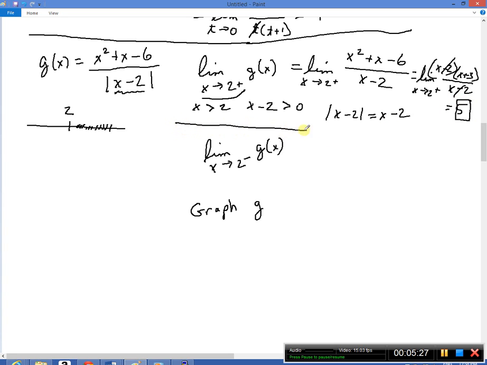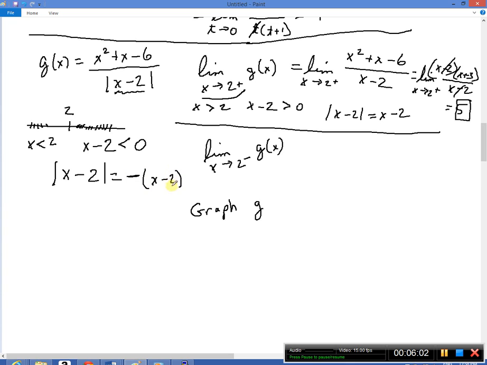Okay. What happens when x approaches 2 from the negative? Well, then x is less than 2 in this case. So what can you say about x minus 2 if x is less than 2? If x is less than 2 and you subtract 2, then the result is going to be negative. So what does absolute value do to something that's negative? Well, yes, it makes it positive, but how does it make it positive? It takes the thing that you give it and sticks a minus in front of it to make it positive.